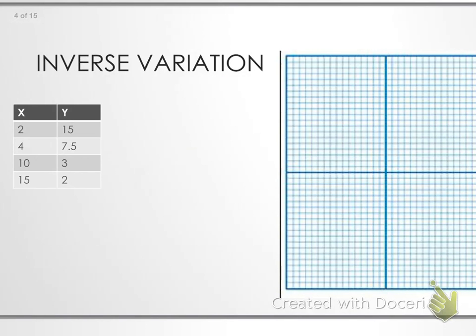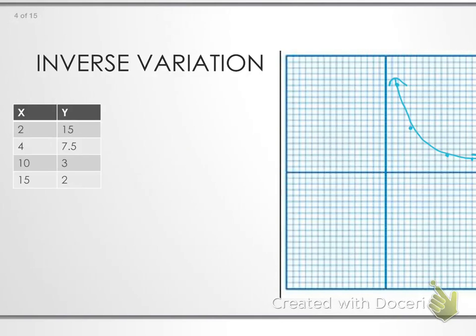Okay, so my first one, when we're doing inverse variation, so if I were to graph it, remember you go left or right and then up or down. So I go right 2, up 15. My next one, I go right 4, up 7.5. And the next one, I go right 10, up 3. Okay, and then my last one, I go right 15, up 2. Okay, so it looks kind of like this.